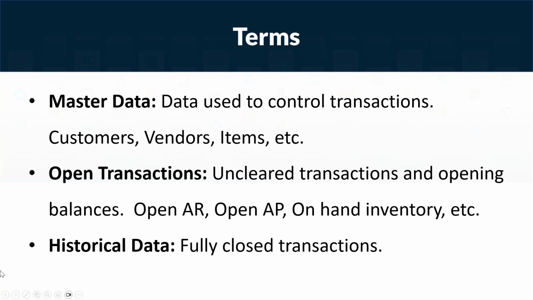Finally is historical data. Historical data is any fully closed transaction in the system. So fully paid invoices, fully paid purchase orders, fully received purchase orders, fully paid payable vouchers, all of those things. The reason we break those out separate from open transactions is in a lot of system conversions, it's really expensive or sometimes even not technologically feasible to bring that historical data into a new system.